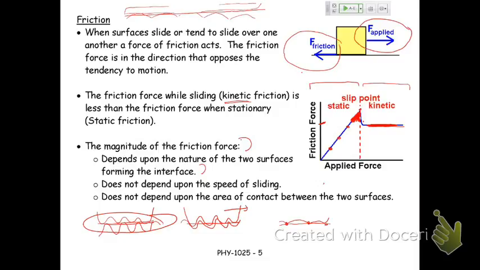It depends on those two chemistries, but it does not depend upon the speed of sliding. Once you're sliding, it doesn't matter how fast you go. And it does not depend upon the area of contact between the two surfaces, because there's only 3 welds. And I've got to say something about that. Do you find that believable, that the area does not have any effect?